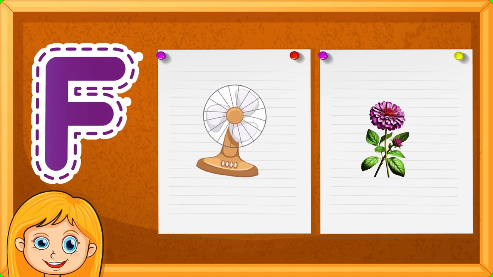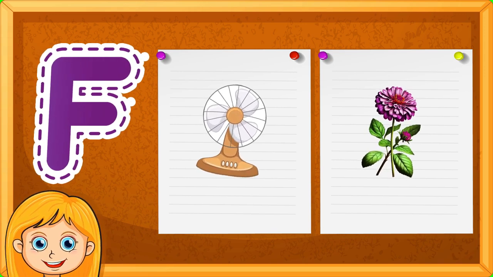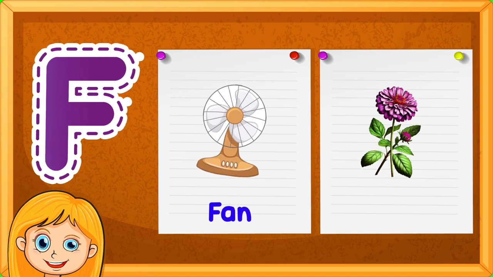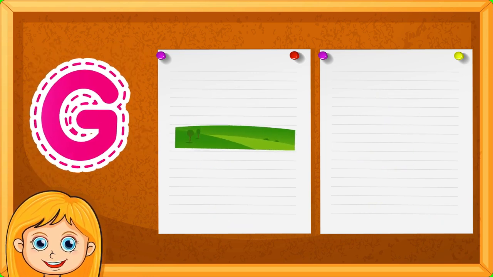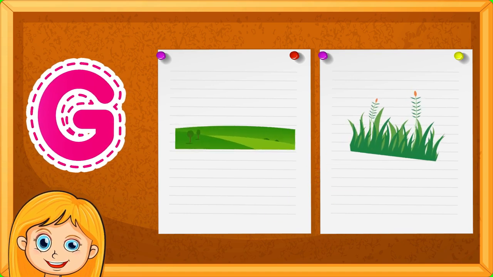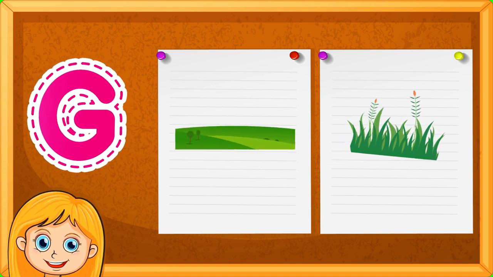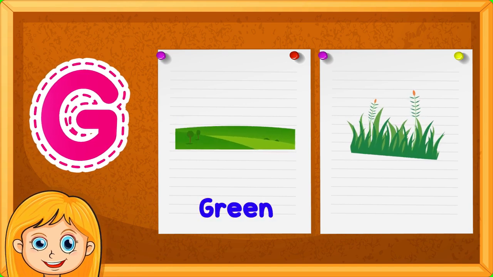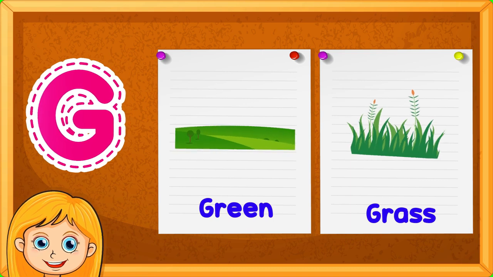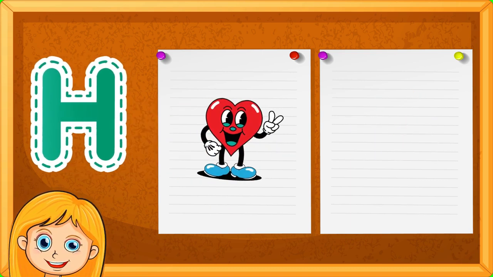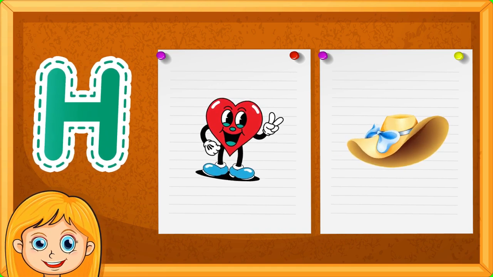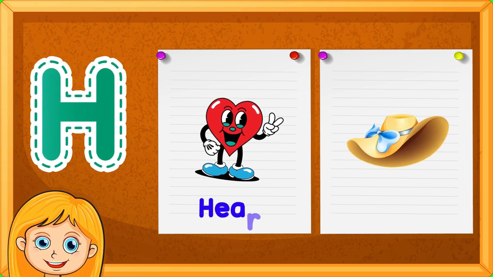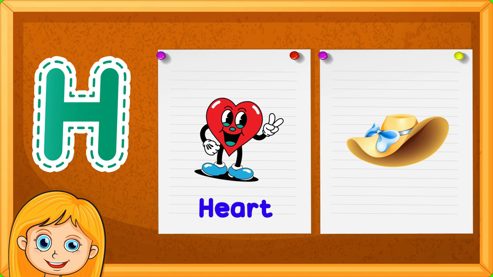F is for flower. G is for green. G is for grass. H is for heart. H is for hat.